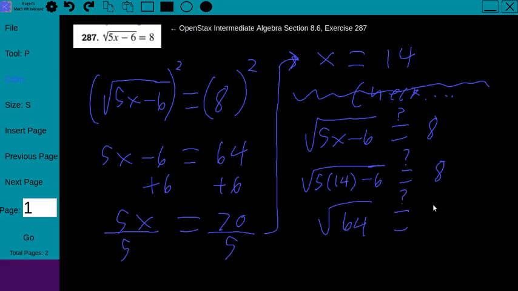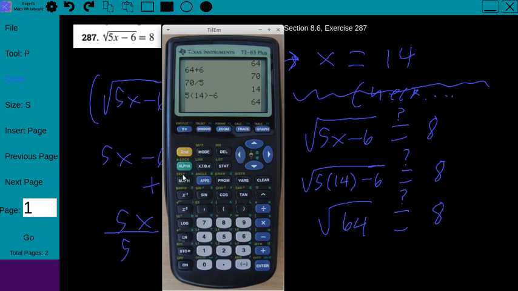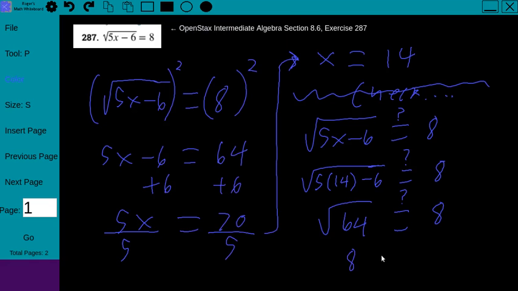Does that equal 8? So the question is, does the square root of 64 equal 8? Does 8 equal 8? Yes, it does in fact equal 8. Basically, because we got a true statement here, that proves that our answer here was in fact the answer.